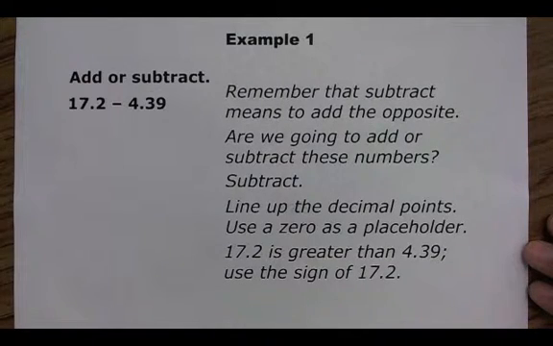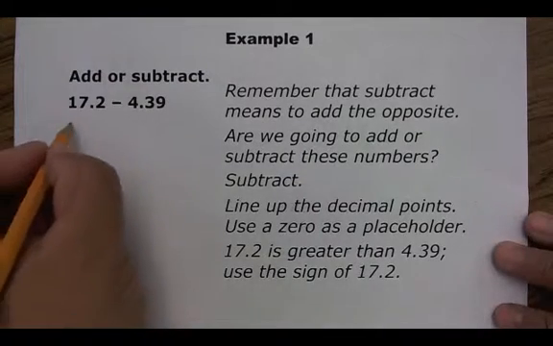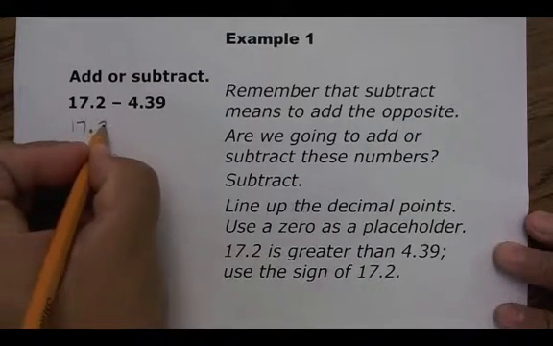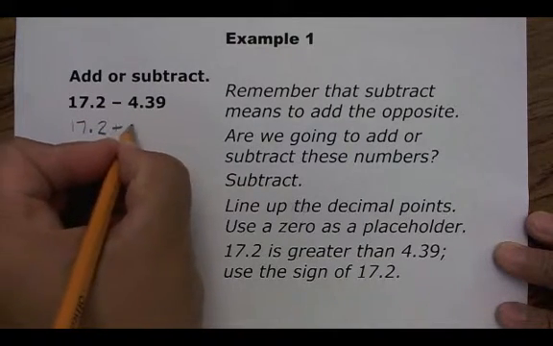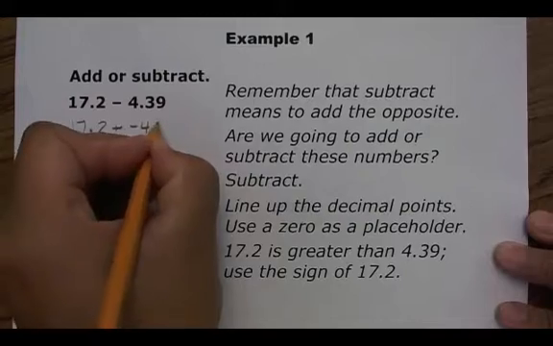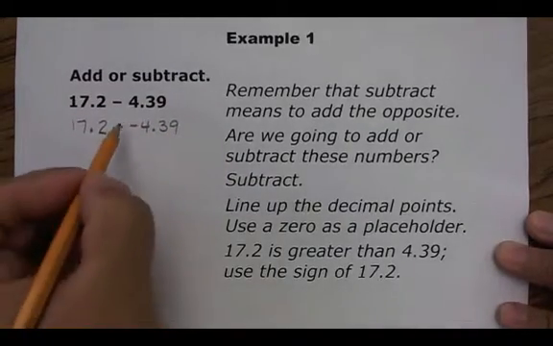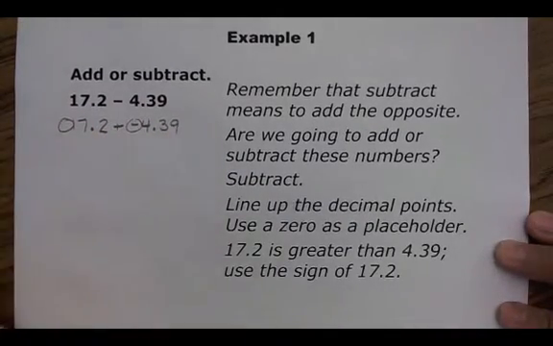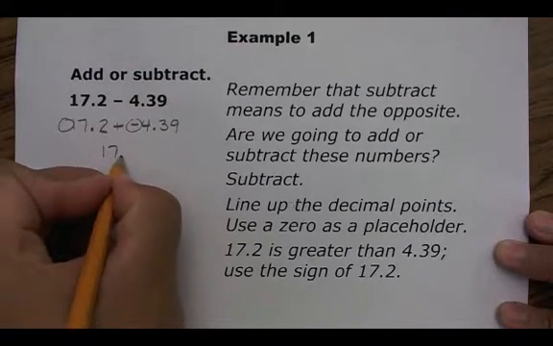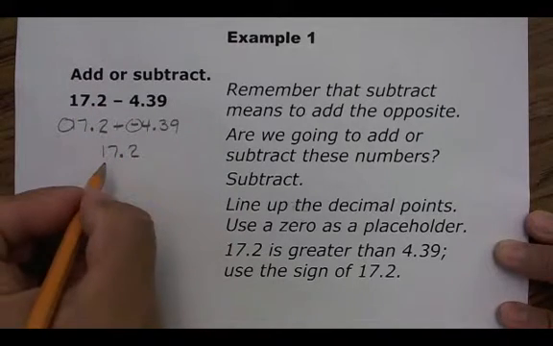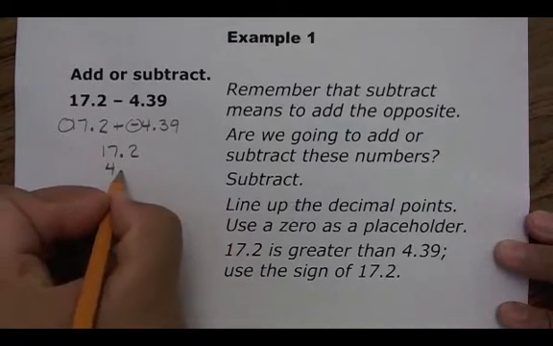Example 1 for decimals. Add or subtract 17 and 2/10 minus 4 and 39 hundredths. So the first thing I'm going to do is rewrite this so I don't get confused about the signs. Remember, subtraction means to add its opposite, so that's plus a negative 4.39, right? I notice that the signs are different, so I have to subtract the two numbers. I'm going to stack those and line up the decimals, remembering to put the larger number on the top.